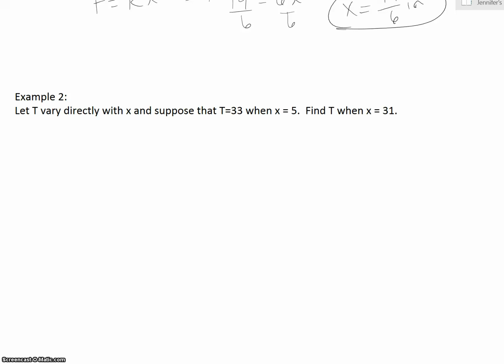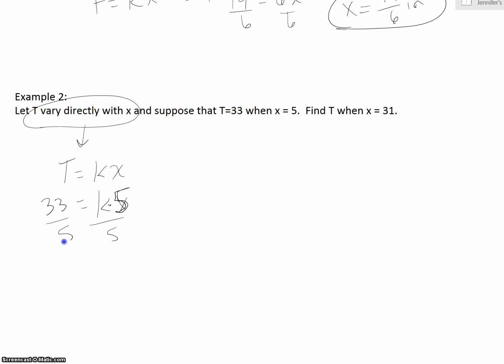All right, example 2. Let t vary directly with x, and suppose that t equals 33 when x equals 5. Find t when x equals 31. Okay, so since t varies directly with x, that's telling me that t equals that constant of proportionality times x. And we'll go through the same steps again. They told us that t is 33. They told us that that happens when x is 5. So we'll put a 5 in for our x.